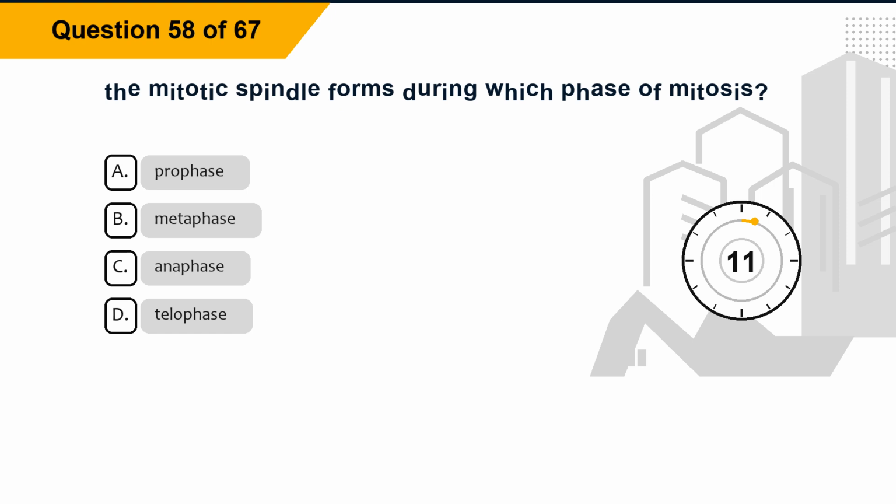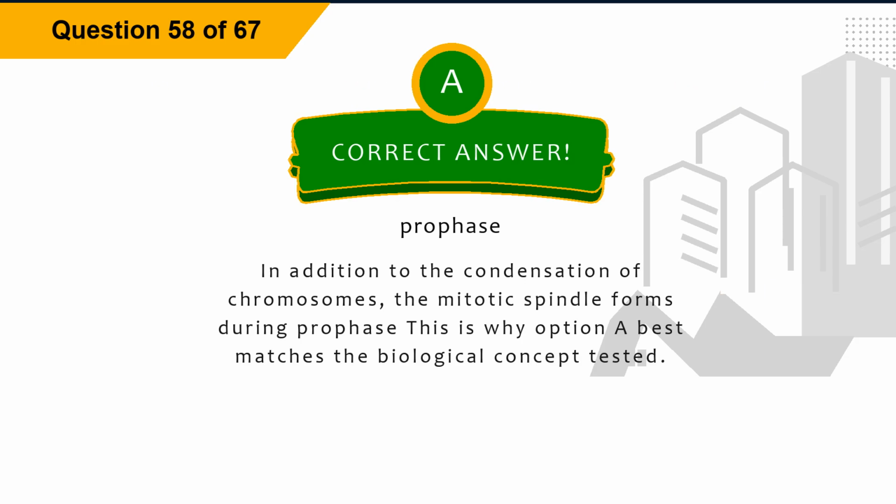Question 58. The mitotic spindle forms during which phase of mitosis? Option A, prophase. Option B, metaphase. Option C, anaphase. Option D, telophase. The correct answer is option A, prophase. Explanation. In addition to the condensation of chromosomes, the mitotic spindle forms during prophase. This is why option A best matches the biological concept tested.